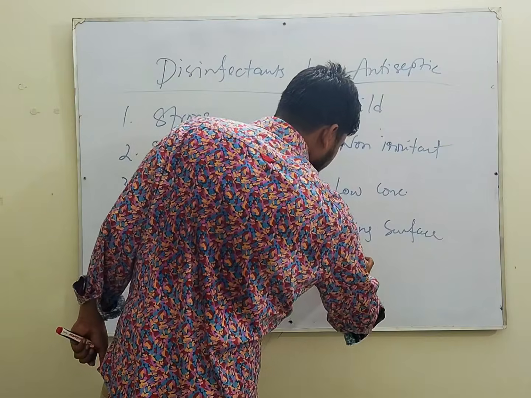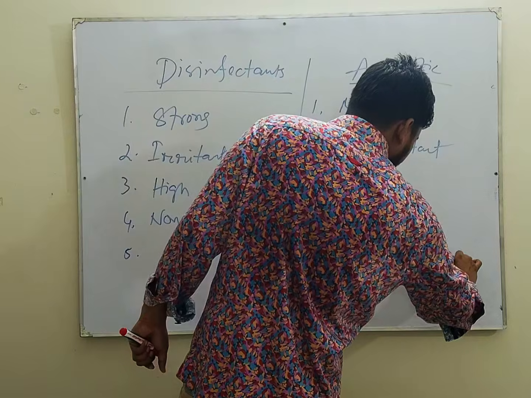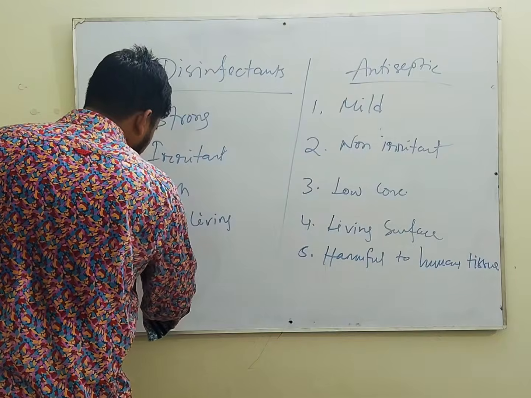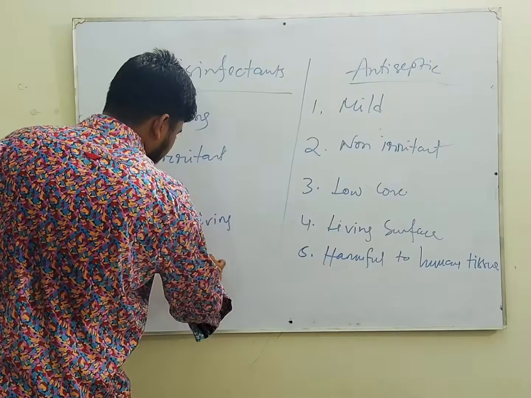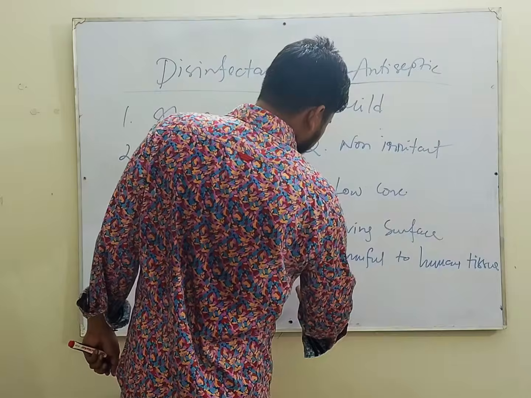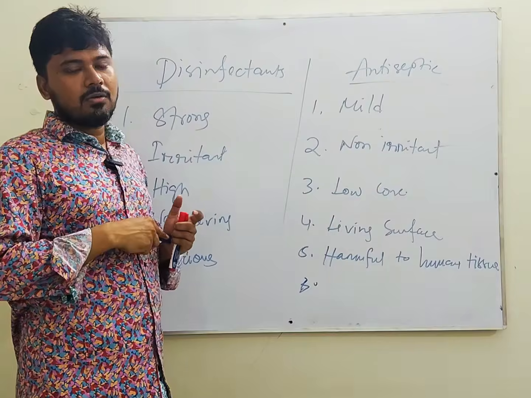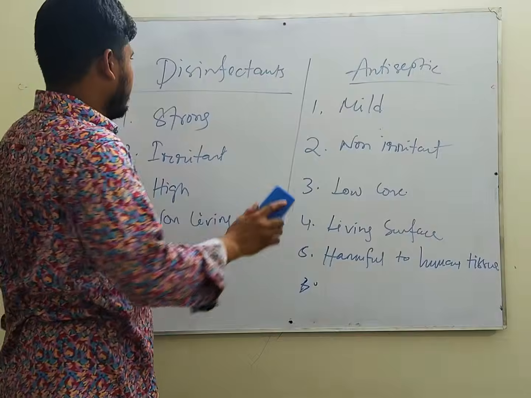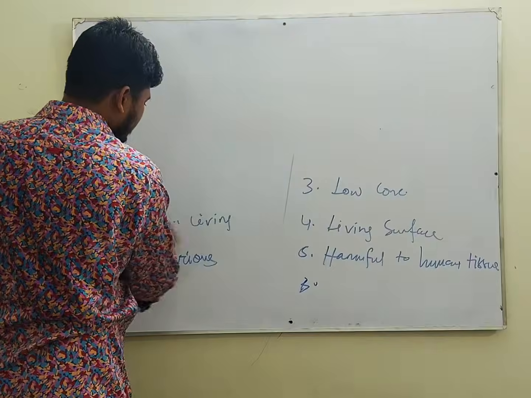Antiseptics are not harmful to human tissue, but disinfectants are irritants, so they are injurious to human tissue. An example of antiseptics are Savlon, Dettol. An example of disinfectants are formaldehyde, glutaraldehyde, etc. That's all about sterilization and disinfection. Hope it will be helpful for you.